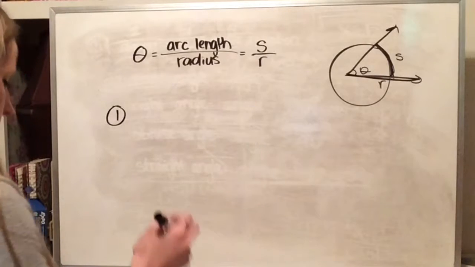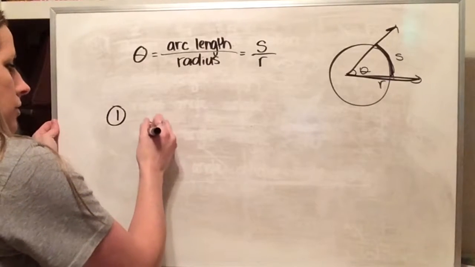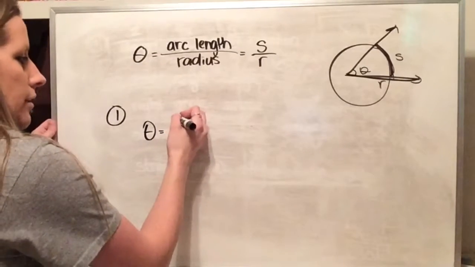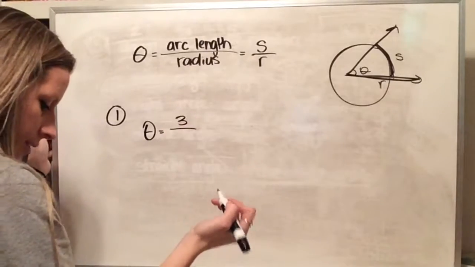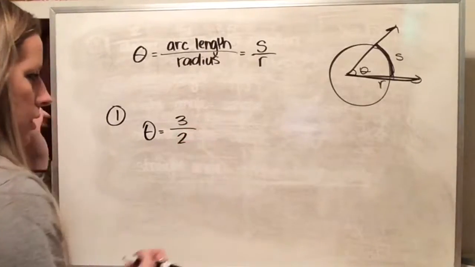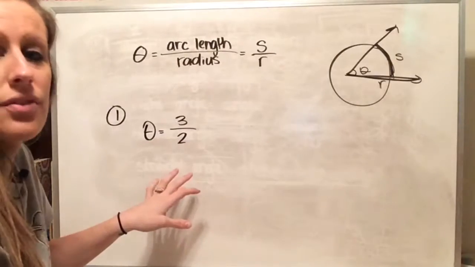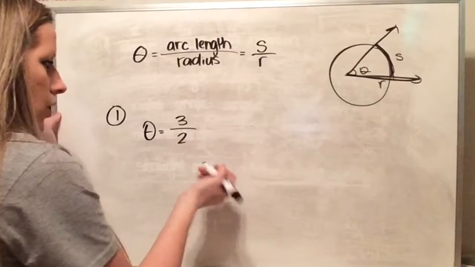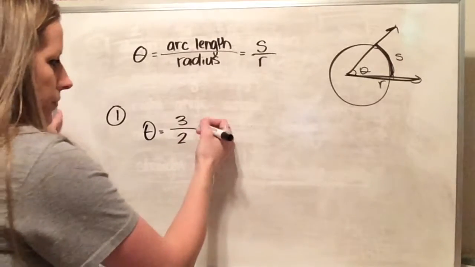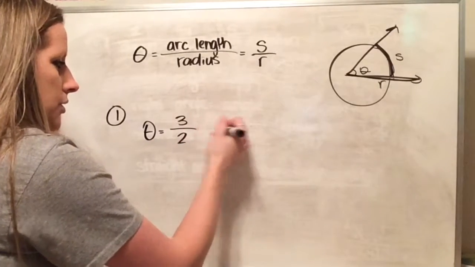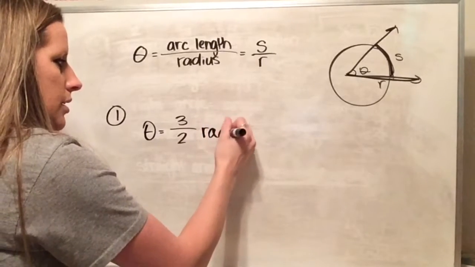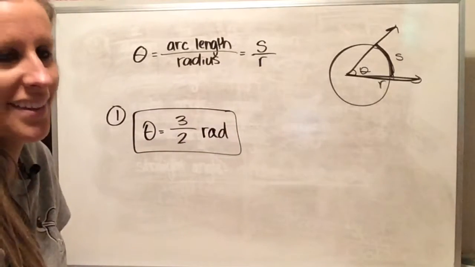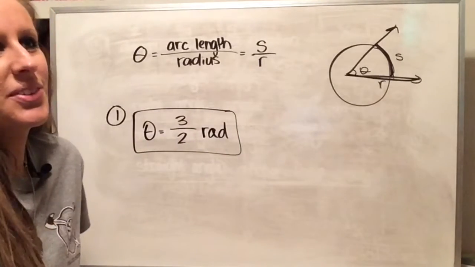Okay, it gives us a circle. And to find our angle, we're going to take the arc length. And for this problem, our arc length is 3 over the radius. And here the radius is 2. Okay, and I want you to simplify your fraction if it can be simplified. And that's as simple as it's going to get. So 3 over 2 radians. And so you can write out radians, or sometimes we write rads. So 3 over 2 radians.